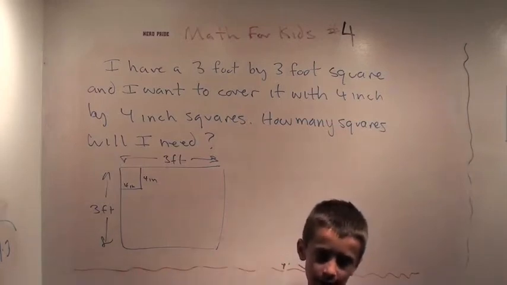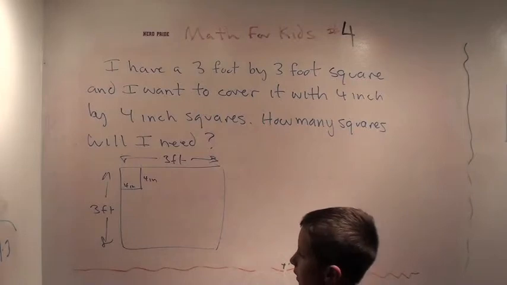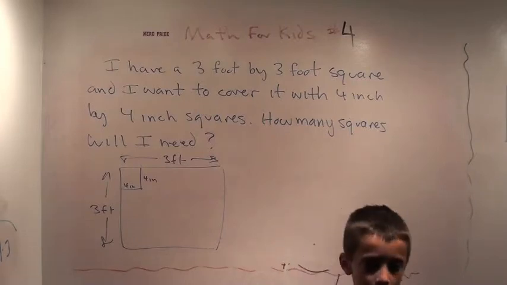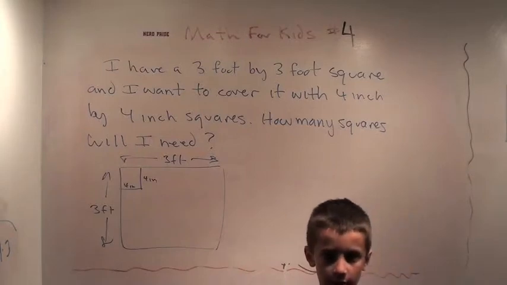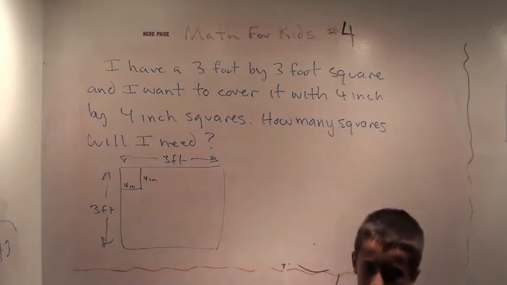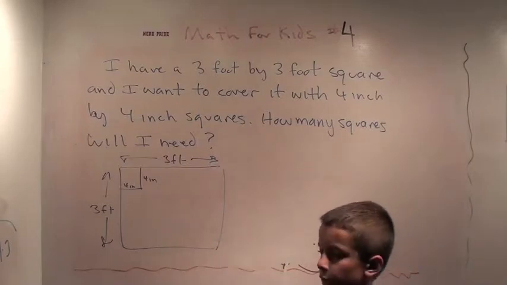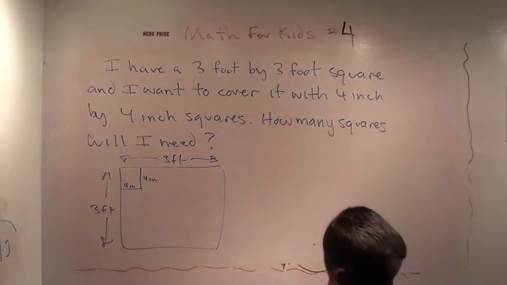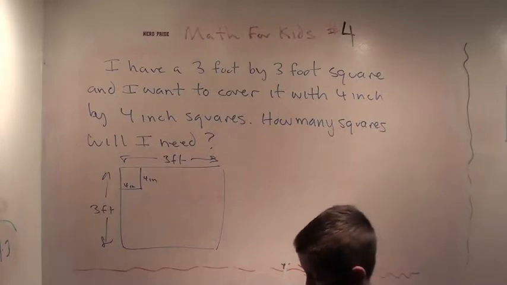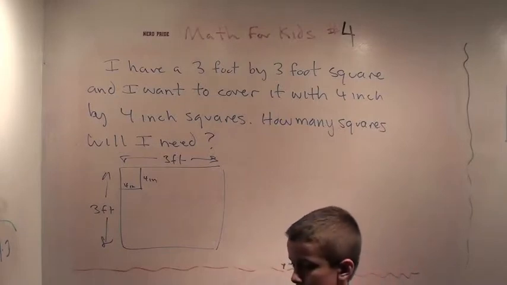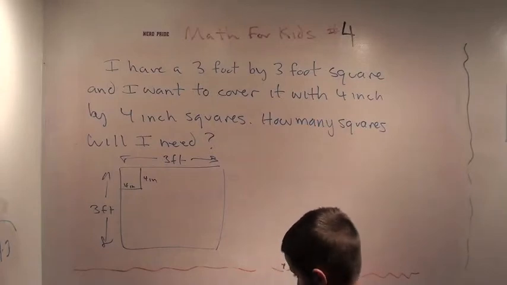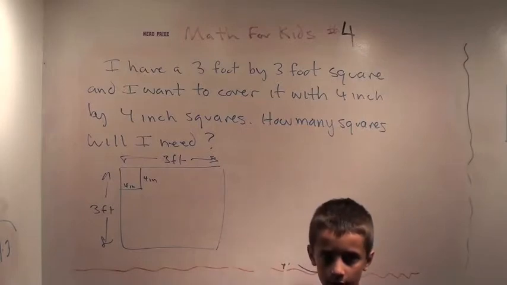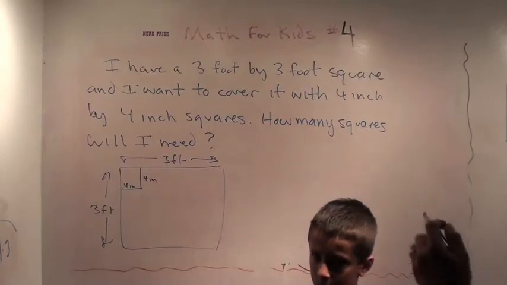Whoa, wait a minute. Try again. So 1 foot, how many tiles do we need to cover 1 foot? 3. How did you figure that out? Because the 4 inch, 4 times 3 is 12. Okay. So how many tiles do we need to go all the way across then? Well, we have 3 for 1 foot, so 3 times 3 means we need 9. We need 9. So how many inches are in 3 feet?